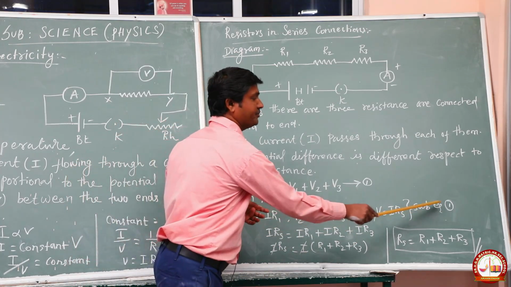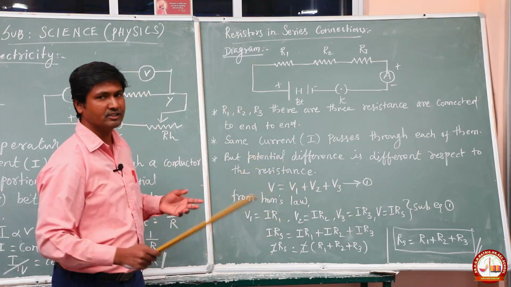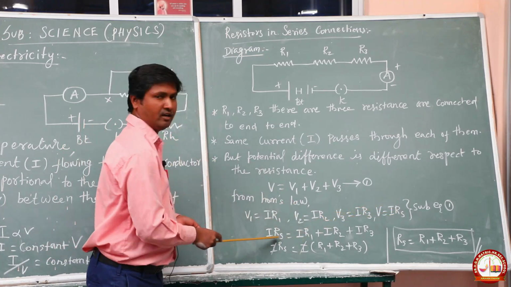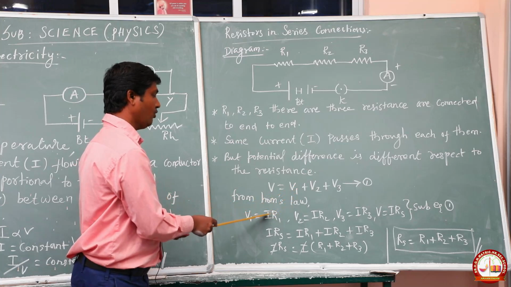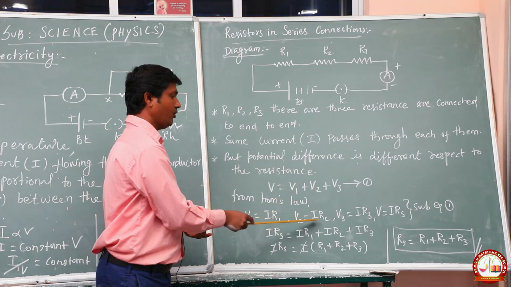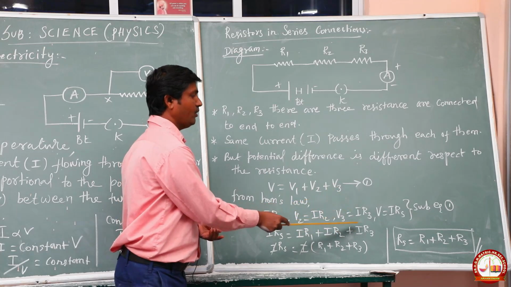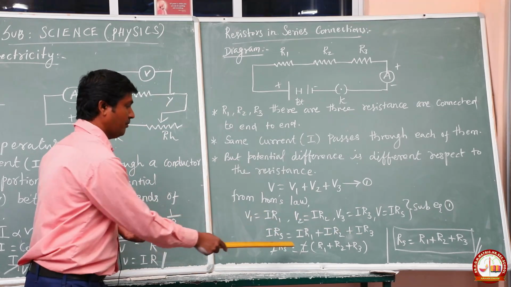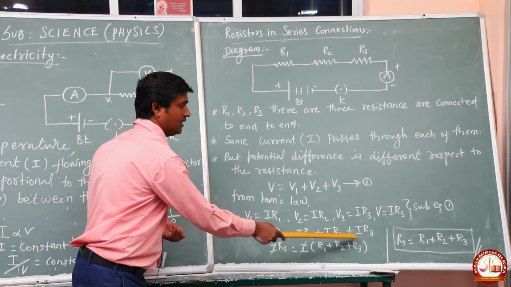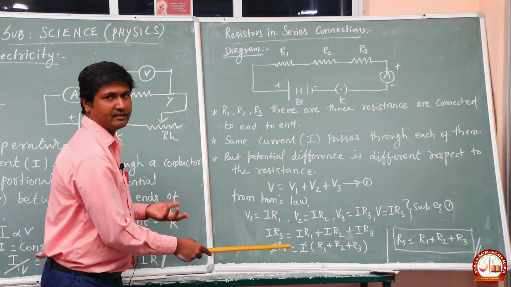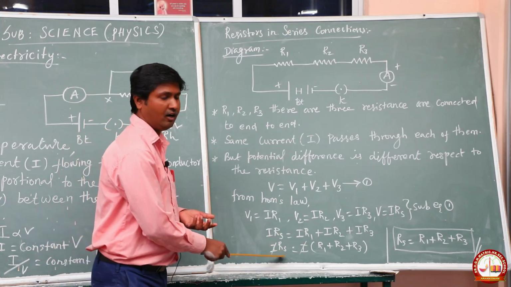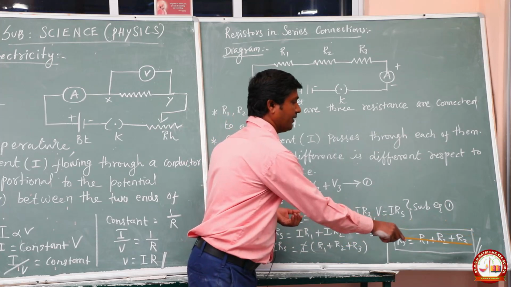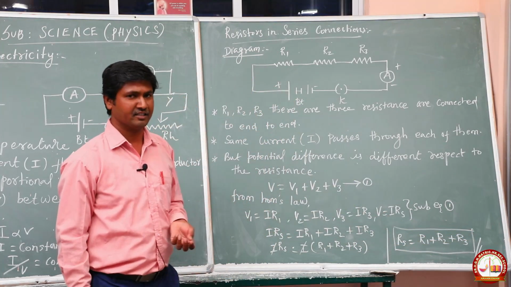So substitute all values in equation number 1. Equation 1, V is equal to IRS. So IRS is equal to V1 value IR1 plus V2 value IR2 plus V3 value IR3. All I is common, so I times R1 plus R2 plus R3. Left side and right side have the same I, so I cancels, remaining RS. RS is equal to R1 plus R2 plus R3. This is called the resistor in serial connection formula.